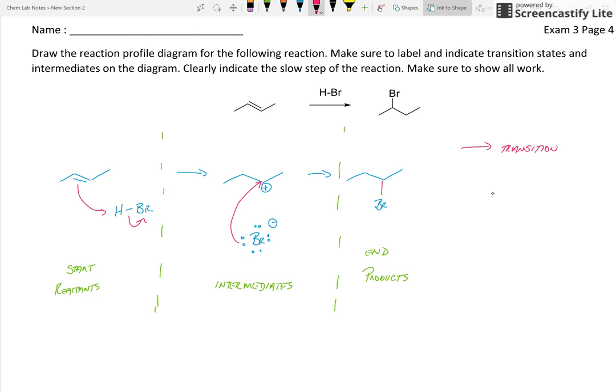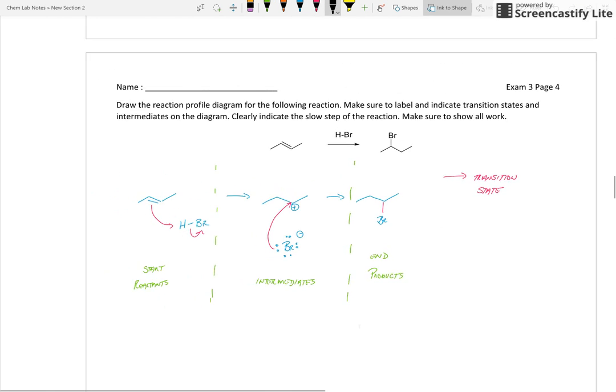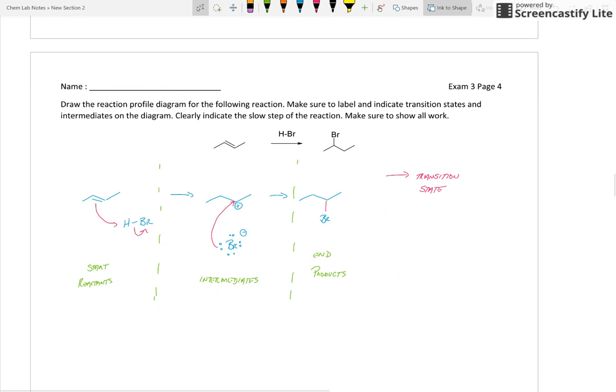Okay. Now, a transition state is where bonds are being broken or made, right? So another way of thinking this is a transition state is represented by our mechanism arrows, right? Anytime we're making bonds or breaking bonds, that's where a transition state occurs. Okay. So we need to kind of plot this all out, all right? So now that we have the mechanism, we've kind of labeled everything.